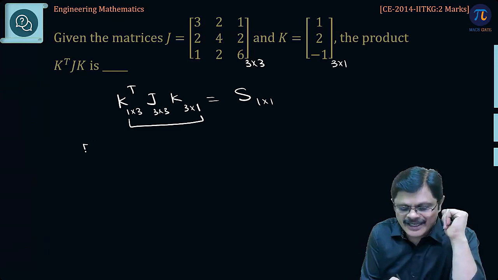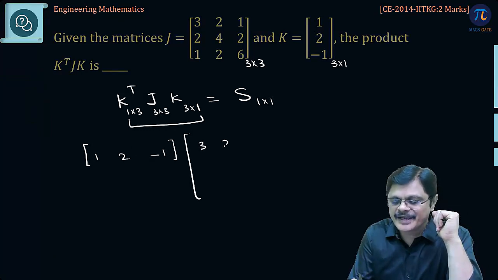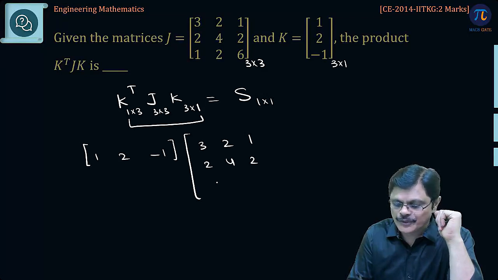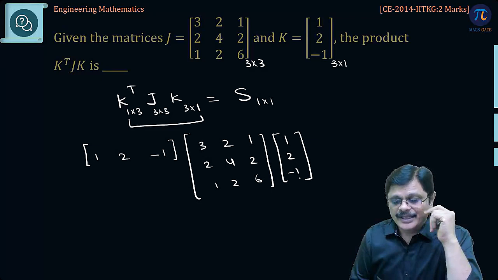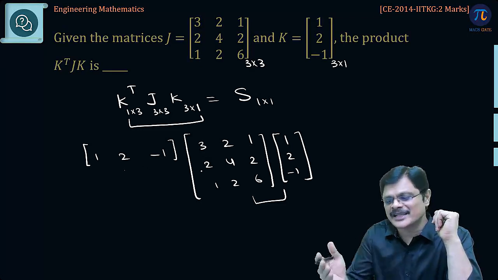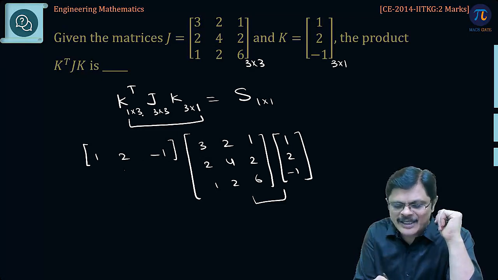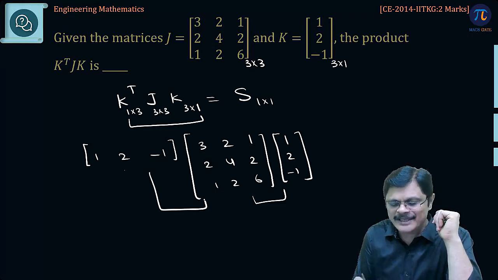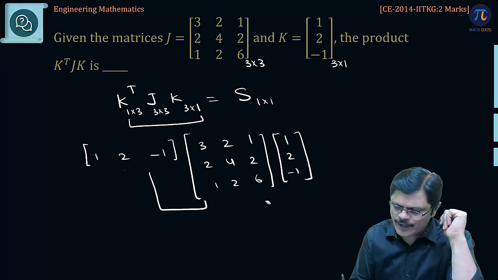Okay, so here K transpose is 1, 2, minus 1. And here J is 3, 2, 1, 2, 4, 2, and 1, 2, 6. And this has to be multiplied with 1, 2, minus 1. You can multiply these two matrices, then multiply the result with 1, 2, minus 1. Or you can multiply the other two matrices first, and multiply the resultant with 1, 2, minus 1. Any order is fine. When you multiply these two, you get a 1 by 3 matrix. The 1 by 3 needs to be multiplied with 3 by 3.